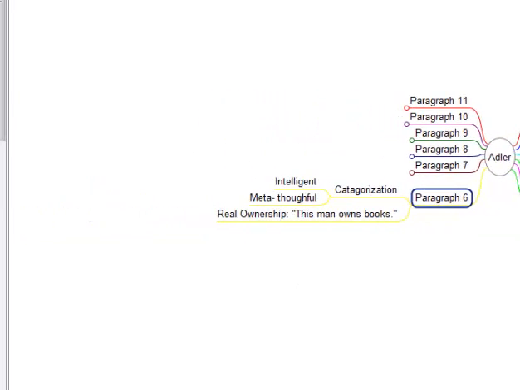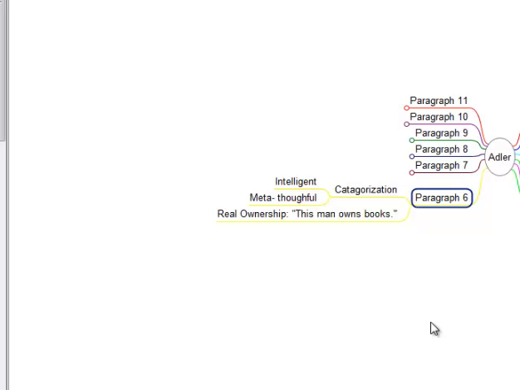In paragraph 6, this is where he introduces another element, moving a little bit away from emotional appeals directly to the technique of categorization. There are three kinds of people who own books. Now, for a person who does categorization, what we associate with them is intelligence, being meta-thoughtful. They're someone who surveyed the field and has a sense that there are these kinds of book owners. So by going to categorization, his credibility goes up. We begin to associate him with someone who's very intelligent.